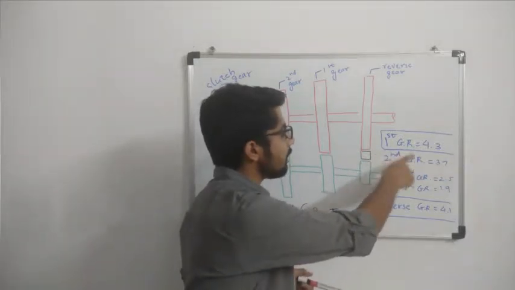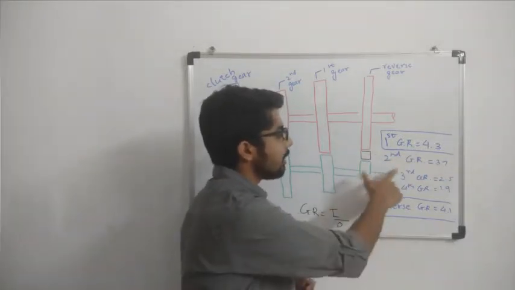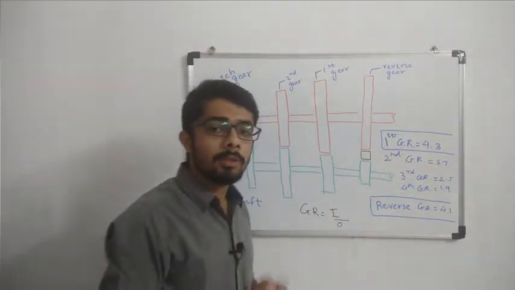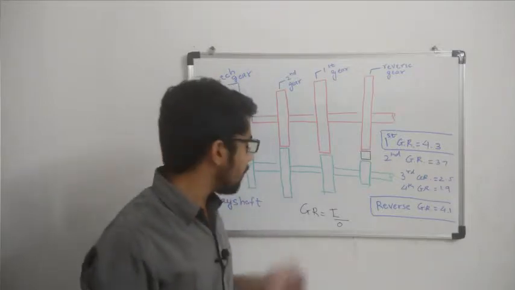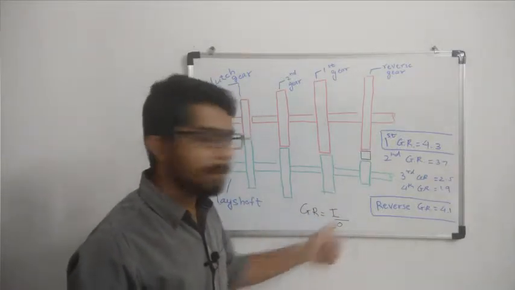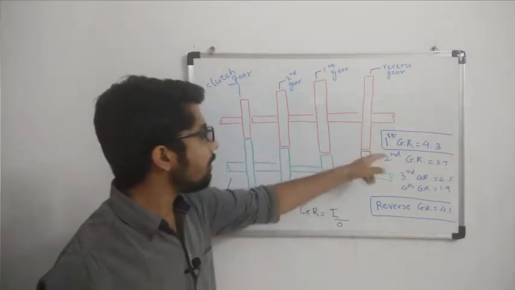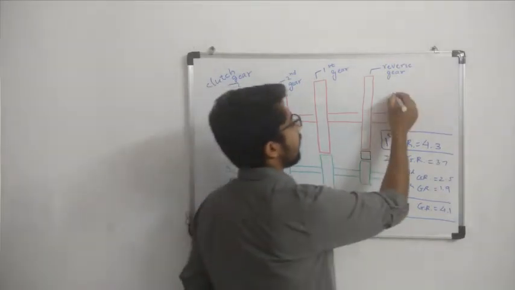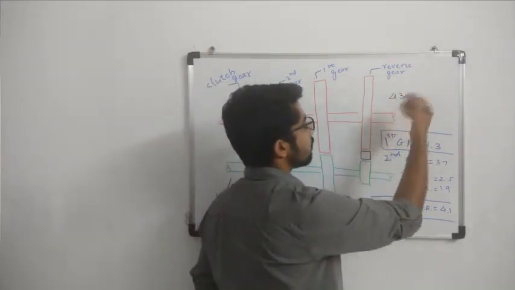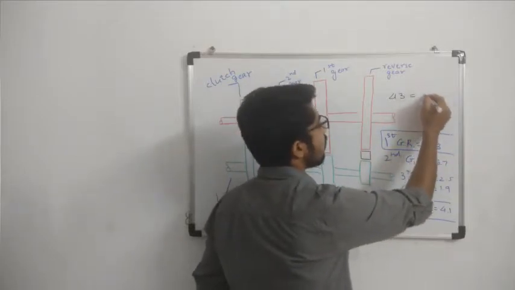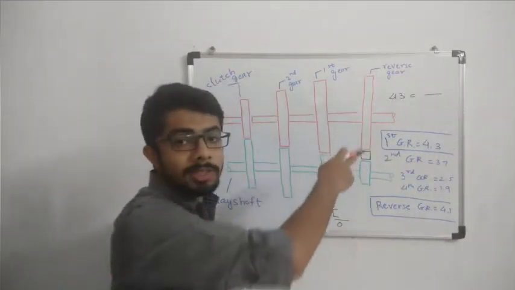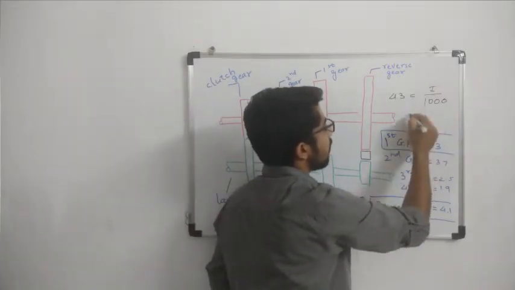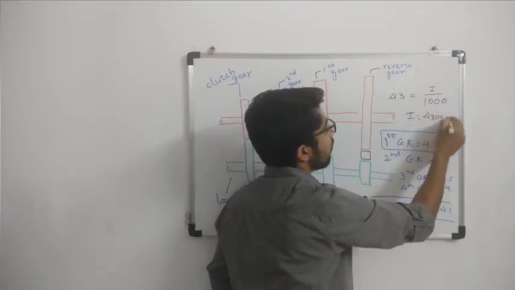So suppose the first gear has a gear ratio of 4.3, second is 3.7, third 2.5, and fourth is 1.9. So first of all, what is the meaning of gear ratio? Gear ratio is basically nothing but the speed of input upon the speed of output. So if 4.3 is the gear ratio of the first gear, and if the output shaft has an RPM of 1000 revolutions per minute, then the input will have 4300 RPM.